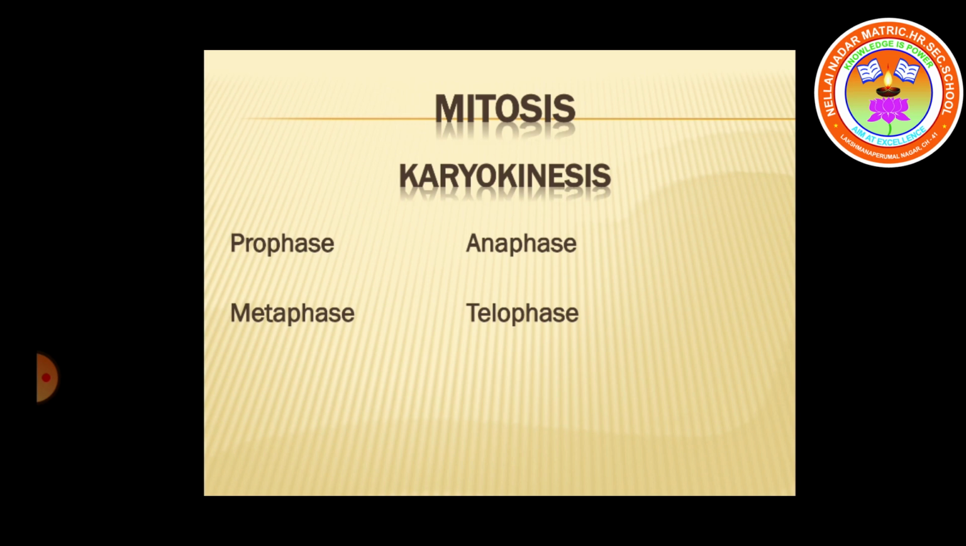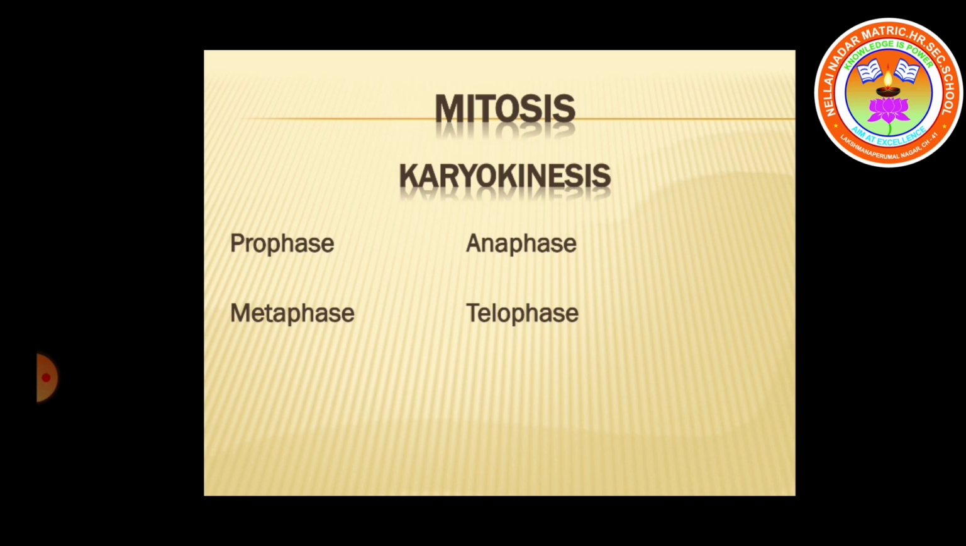Are you clear? Now, karyokinesis consists of 4 phases. The nucleus cannot divide into 2 parts immediately, so it moves on with 4 different stages or phases. The first phase is prophase, the second is metaphase, the third is anaphase, and the last one is telophase.